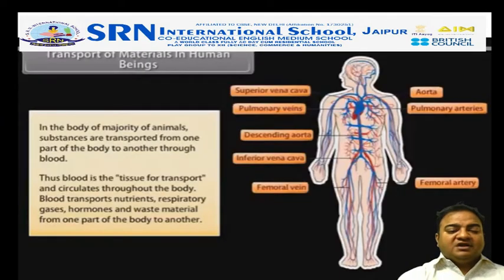Let us now study transport of materials in human beings. In the body, the majority of substances are transported from one part of the body to another by the blood. So blood is the biggest carrier in the body. Thus blood is the tissue for transport and circulates throughout the body. Blood transports nutrients, respiratory gases, hormones and waste material from one part of the body to another. Let me also tell you, dear learners, that blood is the biggest connective tissue in the body.